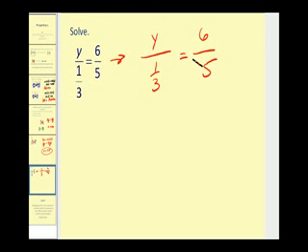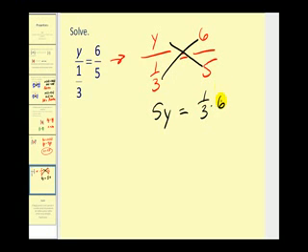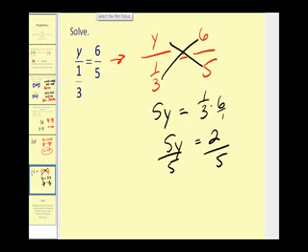So we'd have 5 times y, or 5y, must equal 1/3 times 6. Well, 1/3 times 6, this would be 6/3 or 2. So we have 5y equals 2. So dividing both sides by 5, we have y equals 2/5.